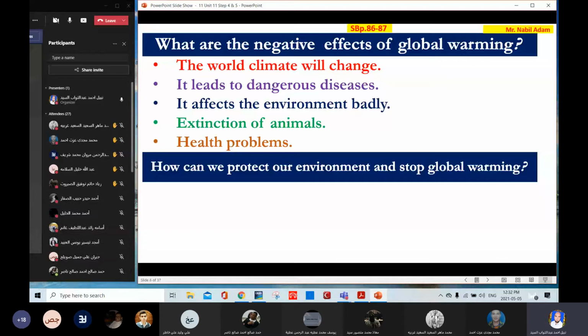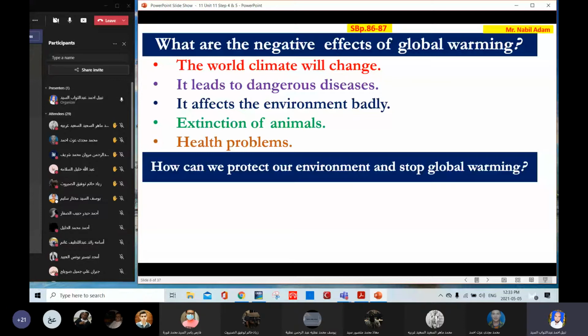Faris Yasser, how can we reduce global warming? By growing more trees and plants and using less energy. Very good. Using less energy, planting more trees, stop cutting down trees. Ziad Hatim. Using less plastic products. Yes, reduce, reuse, and recycle.